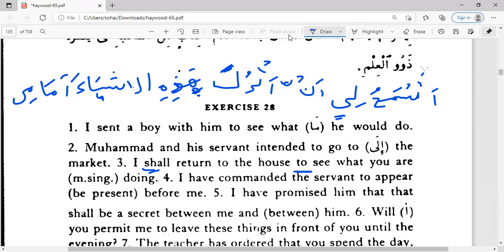Until is hatta. And evening is masa, so the evening is al masa, al masai. Hatta al masai, here using it as a preposition. Until the evening.